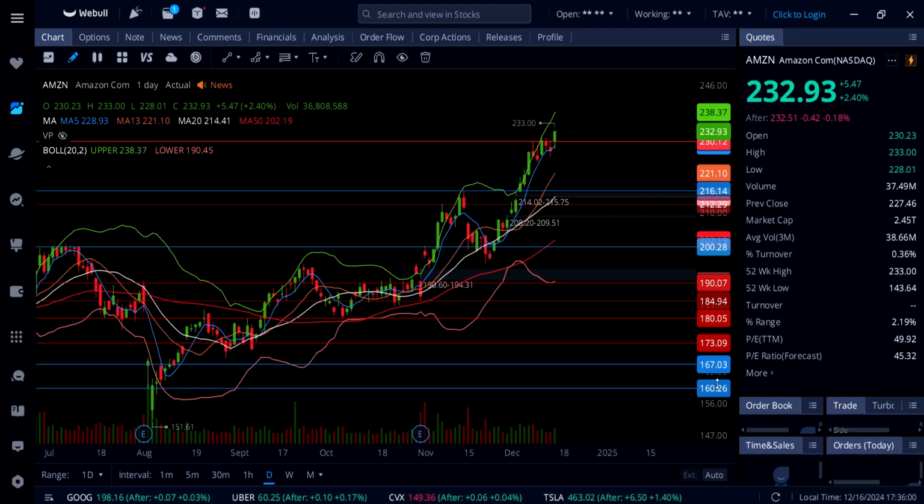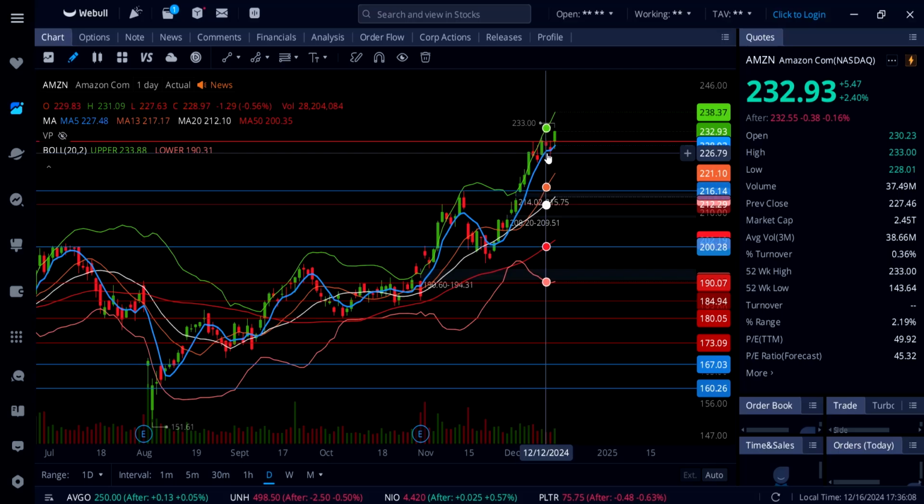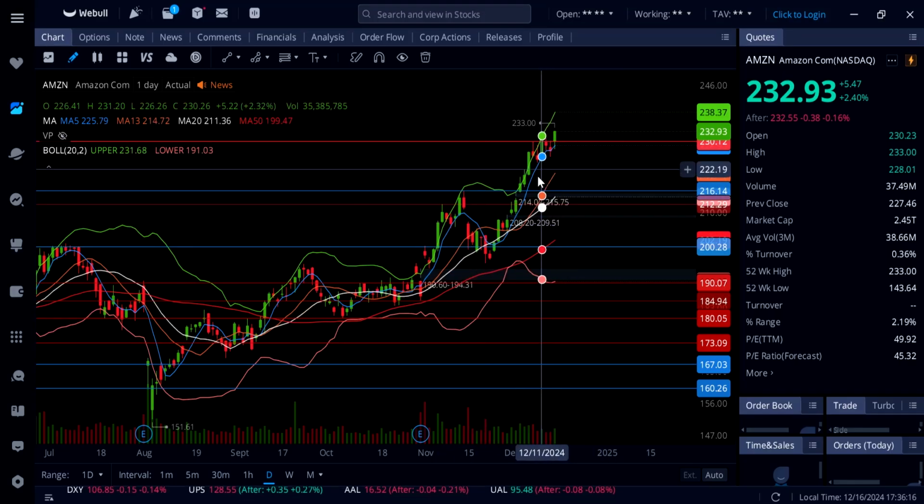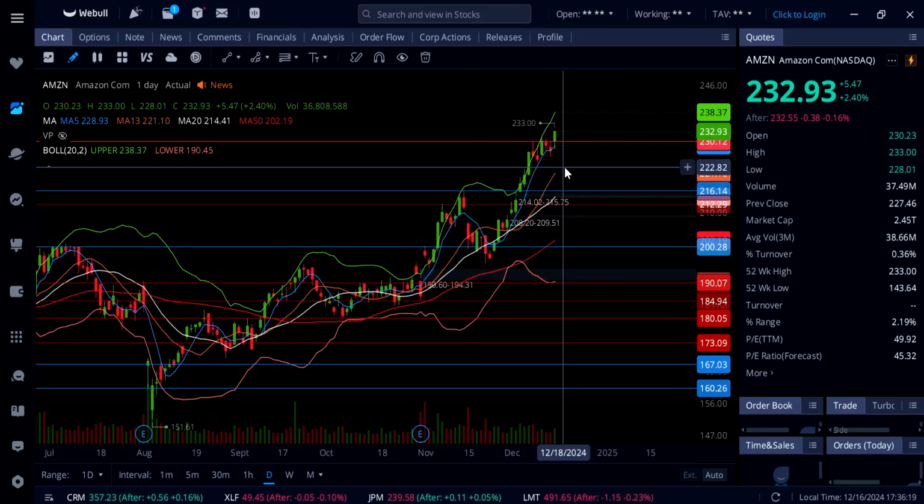On Amazon stock, it's up 2.40%, so another brand new all-time high, and things are just pushing, guys. I mean, you see two red candles, a doji, you think that there might be some sort of a pullback where you can get an opportunity, but nope, it goes right back up. As a matter of fact, it gaps up and then goes even higher to hit a brand new all-time high.